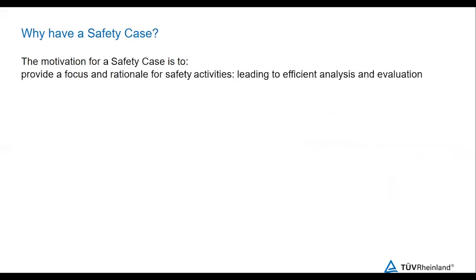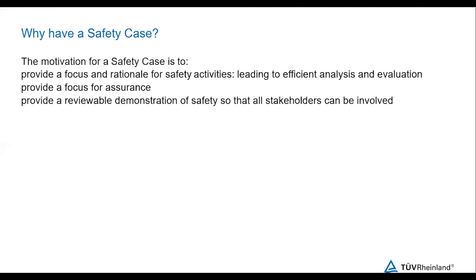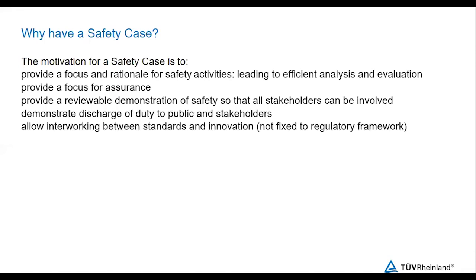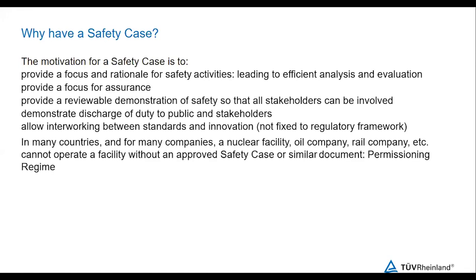So the safety case provides focus on the activities and the critical equipment, to make sure they are in good shape. That means our major accidental hazards are being controlled in a good way, and it demonstrates discharge of duty to the public and stakeholders. We are doing whatever we can to reduce the risk. This is the use of the safety case. Sometimes we can also use the safety case as a tool to identify where we stand and what we need to do to control the hazards and make sure our risk is in the ALARP region.